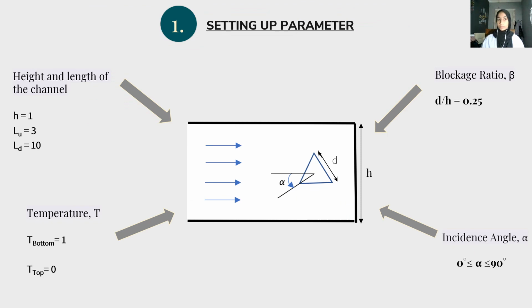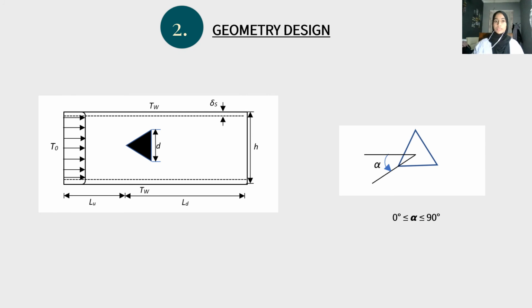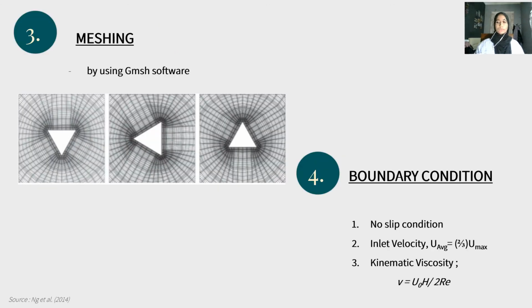First step is setting up the parameters: height and length of the channel, temperature, blockage ratio, and the incident angles. Second is the geometry design. This figure shows when the incident angle is equal to 0, and on the right we can see how the triangle will rotate according to the incident angles. Third step is meshing by using Gmsh software, and fourth is setting up the boundary conditions. First is the no-slip condition, second is the inlet velocity, third is the kinematic viscosity.